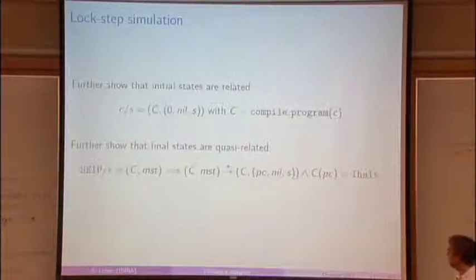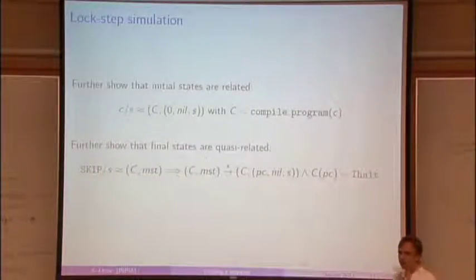So if you can further show that initial states are related, so that's the initial state of the machine when it's executing C. And if you can further show that final states are quasi-related, so this is a final state for imp, and if it is related to some machine state, then either that machine state is stopped, correctly stopped, or it can do some more reductions and stop cleanly.